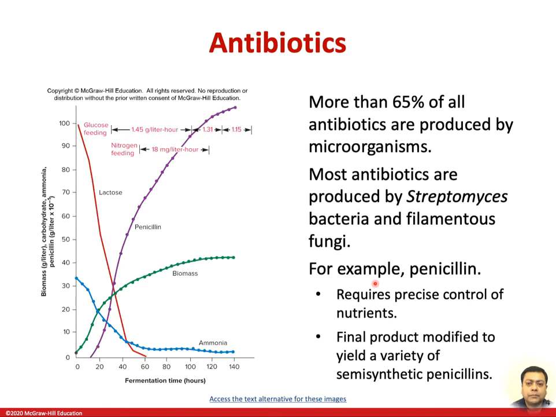So first, we are looking at the antibiotics, and more than 65% of all the antibiotics are produced by microorganisms. Most of them are produced by the Streptomyces bacteria or filamentous fungi. For example, a filamentous fungus produces penicillin right here. And think about that, we are producing penicillin right here. To do that, you require a precise control of nutrients. And why is this important? Because this maximizes the production of penicillin.